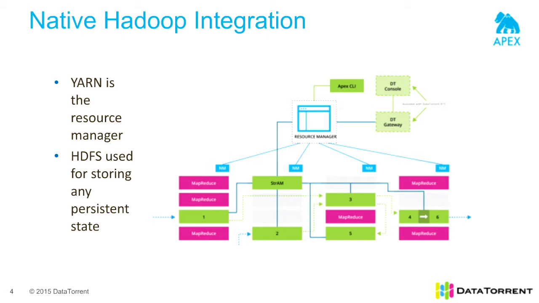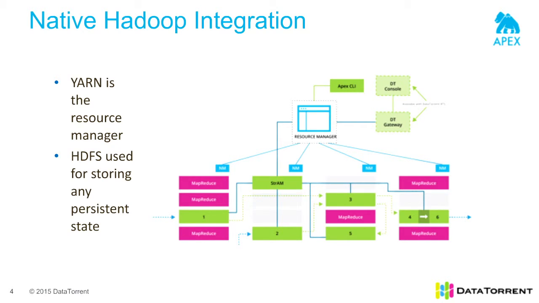To interact with applications that run on the cluster, Apex provides the command line interface, Apex CLI. And then, as I mentioned in the previous slide, DataTorrent provides additional tools to perform the same functionality with a user interface. There's the DataTorrent console. We also call it DT Manage, and DT Gateway, the management process that exposes the REST API that can be used by other tools to connect and perform the same operations.